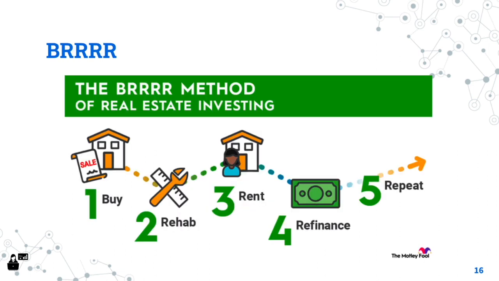BRRRR stands for Buy, Remodel, Rent, Refinance, Repeat. When done carefully, it's an excellent way to build a rental portfolio without running out of cash early in your investing career. Essentially, you look for fixer-upper properties that you can buy below their full value.